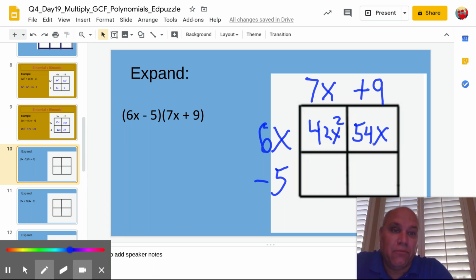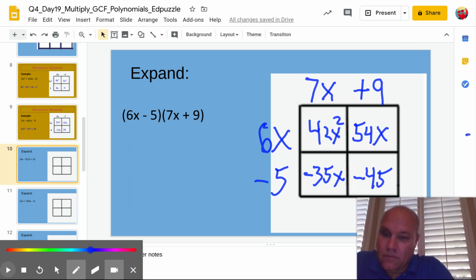Now I would like you to do the upper right box, 6x times 9. 54x. Now let's just do the bottom left box, and I want you to input this one at a time in Edpuzzle. So what's the bottom left box going to be? Negative 35x. And finally, the bottom right box. What's the value of that box?